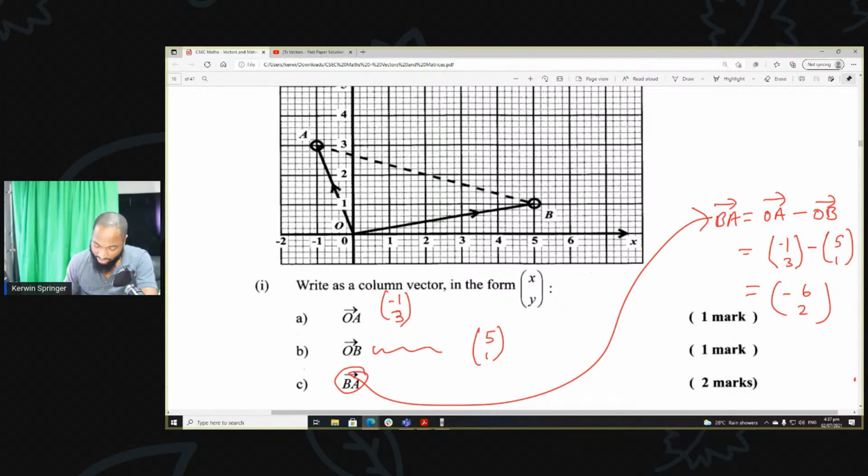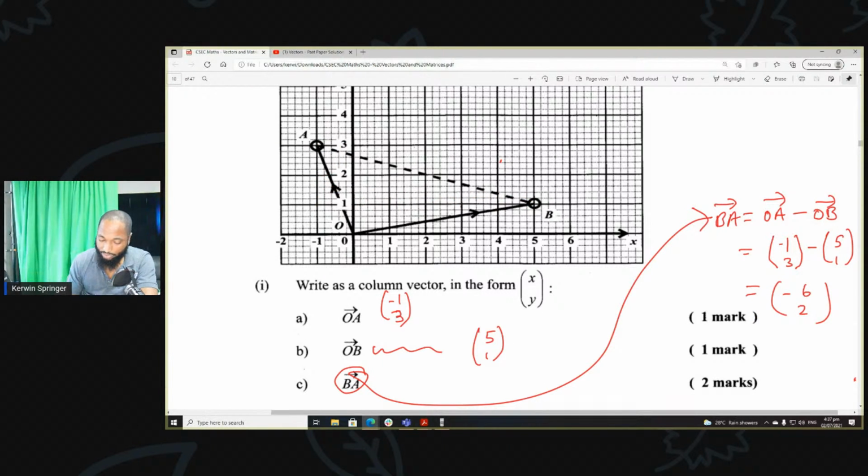Let me check it. BA, you go up. Okay, BA. Oh yeah, BA. You go backwards 6. And after you go backwards 6, you need to go positive up 2. So that's correct. That's correct.